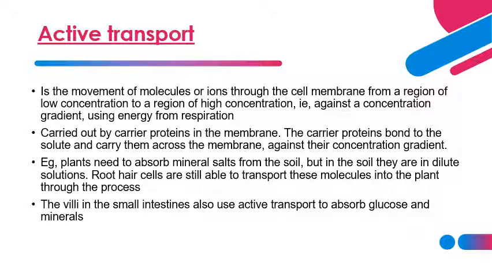One instance where active transport occurs is where plants need to absorb mineral salts from the soil, but in the soil the mineral salts are in very dilute solutions, so in favor of diffusion they should move from a region of high concentration, which might be the roots of the plant, to a region of low concentration, which is the soil. But this time the case is different. The root cells are still able to transport these molecules using active transport, where they travel from the region of low concentration, which is the soil, to the region of high concentration, which is the plant.